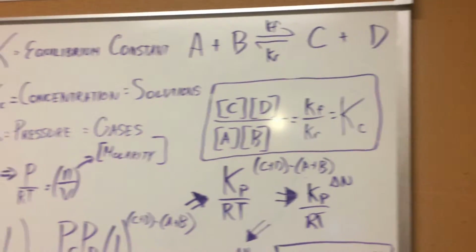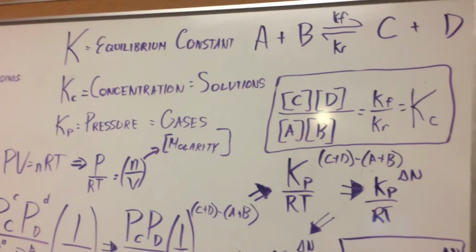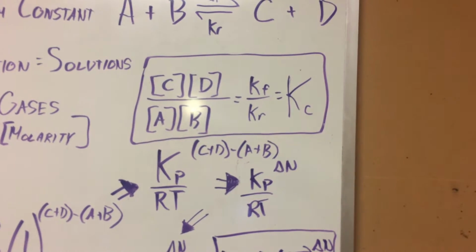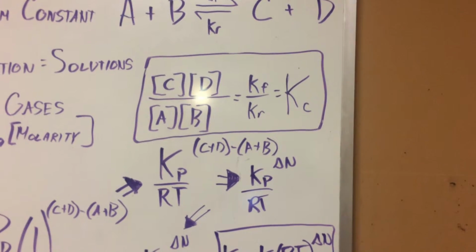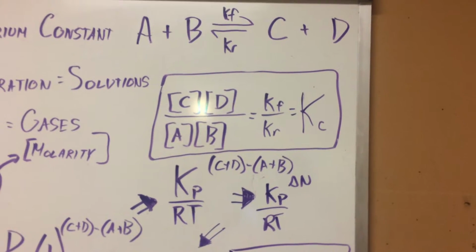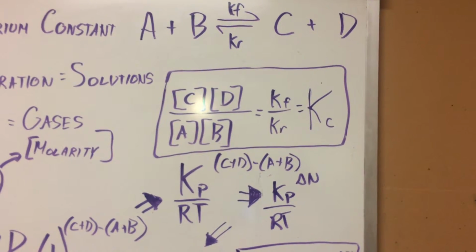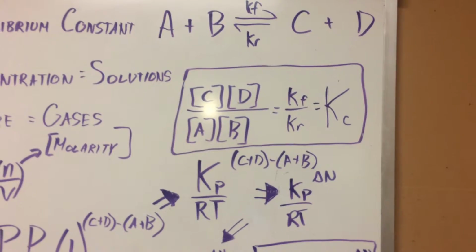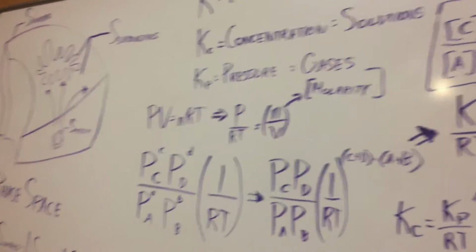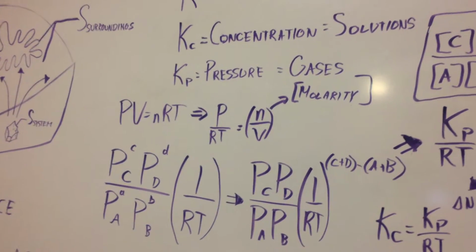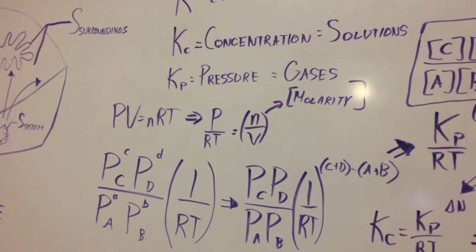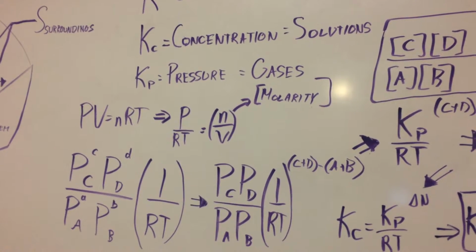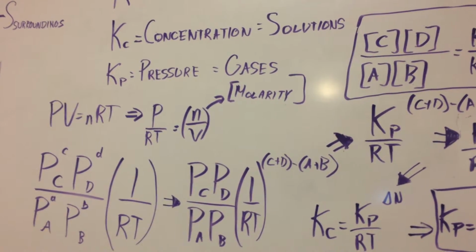Now, to put that into Kc for concentrations or for solutions, you would have the molarity of C and D, which are the products, over the molarity of A and B, which are the reactants. So it's also known as Kf over Kr, which is then equal to Kc. Now, sometimes you'll still have gases, and so you have to change molarity into pressure. And so you use the ideal gas law, which is PV equals nRT, and if you change it, you would have P over RT is equal to n over V, and n over V is molarity.